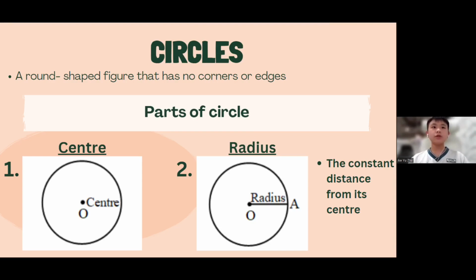What is a circle? A circle is a round shaped figure that has no corners or edges, not like polygons. And there are many parts of a circle. Firstly, it's the center, which is the center of the circle. And the second one is the radius, which is the constant distance from its center.